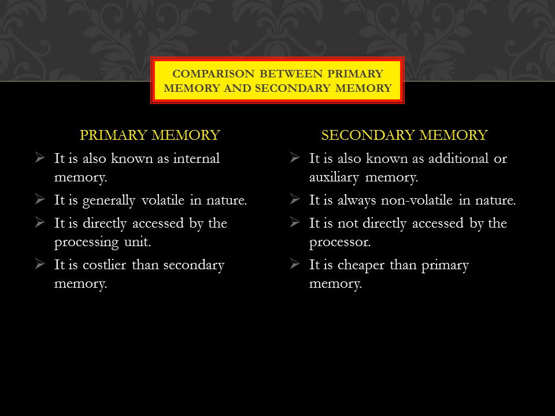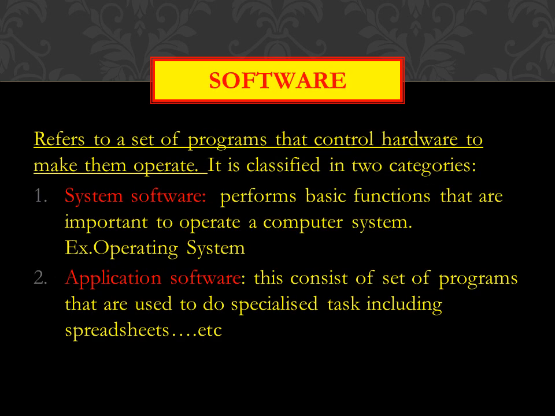Then the fourth point is that primary memory is costlier than the secondary memory, and secondary memory is cheaper than the primary memory. So that was all about the memory or the storage devices of a computer. Now moving on further, that has led to the end of the hardware topic.